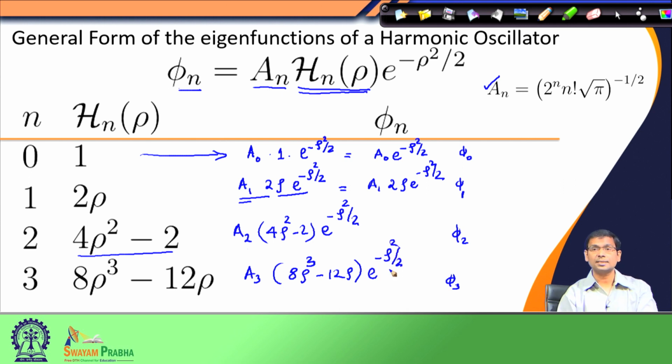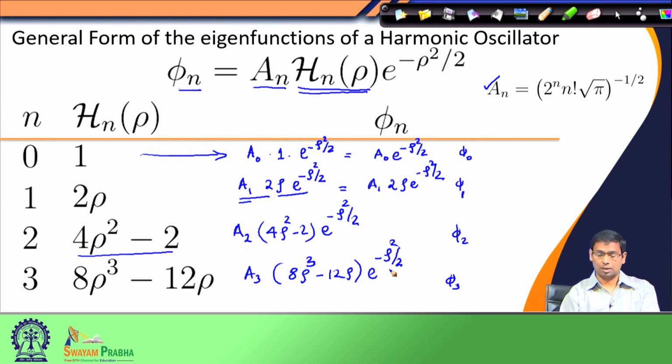So, as you can see, it becomes very easy to write down the eigenfunctions of harmonic oscillator in this manner. So, to remind you, the eigenfunction of harmonic oscillator has 3 important components: 1 the normalization component a n, the Hermite polynomial, and the Gaussian function e to the power minus rho square by 2. So, remembering these facts, you can actually write down any eigenfunction of harmonic oscillator very easily.